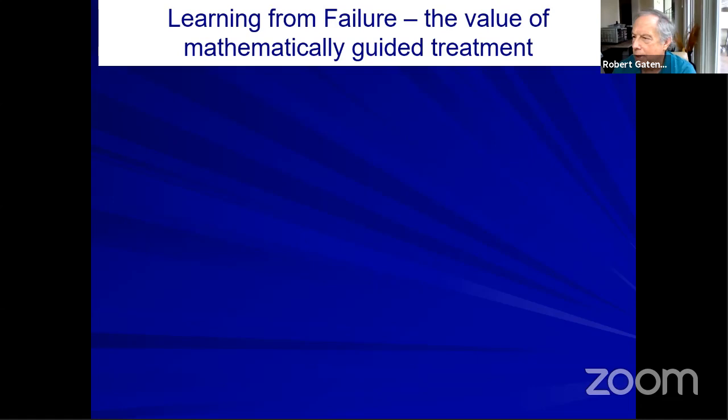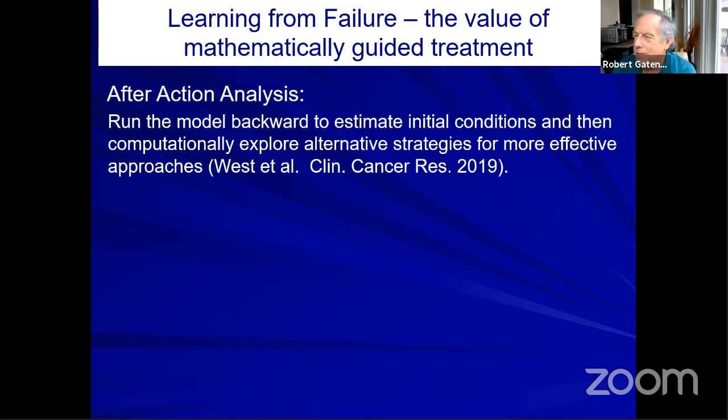And so this is called an after action analysis. And what we did essentially is to run the model backward. Once we knew the outcome of every patient, we could go backwards and say, well, what were the initial conditions that gave us those outcomes? And then run the model forward again and say, well, what could we have done better?